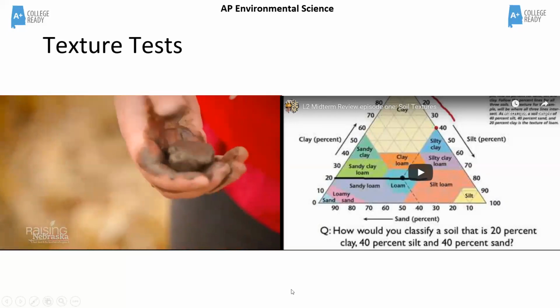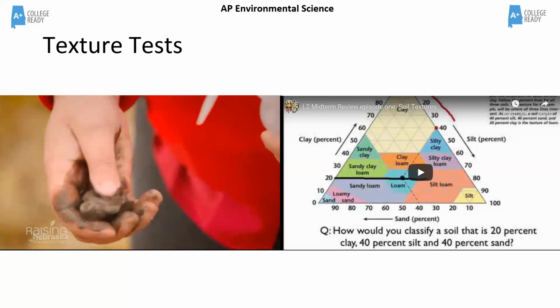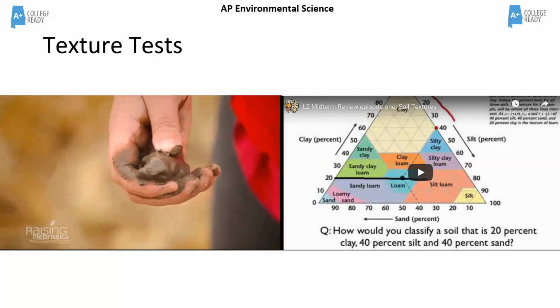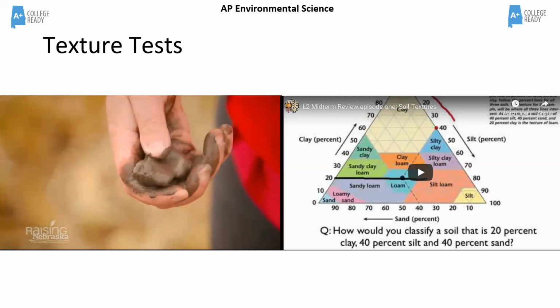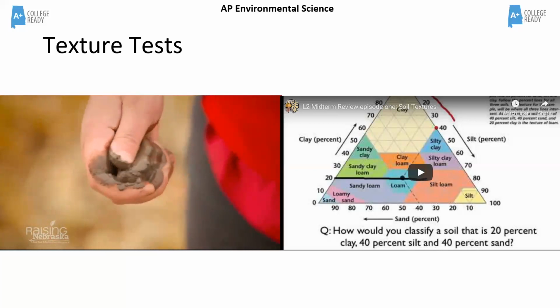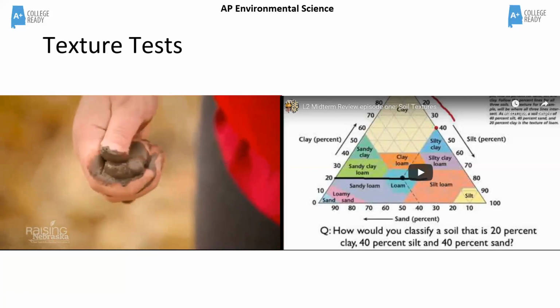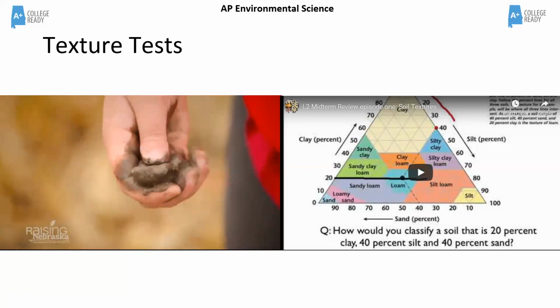So when you add more water to it, then it allows you to feel for the grittiness. If it's gritty, it would be more sand. If it's really soft like this one is, it has a lot more of your clay or your silt components in there as well.